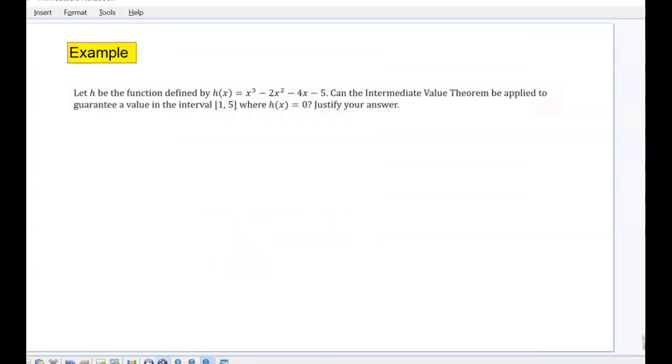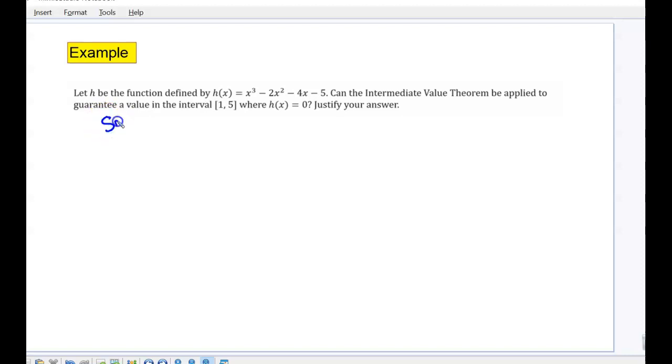Now let's take a look at a few examples that deal with the intermediate value theorem. So we have h of x defined by the function x cubed minus 2x squared minus 4x minus 5. And the question is asking, can the intermediate value theorem be applied to guarantee a value in the interval 1 to 5 where h of x equals 0? Justify your answer. Well, first of all, before the intermediate value theorem can apply, the function has to be continuous.